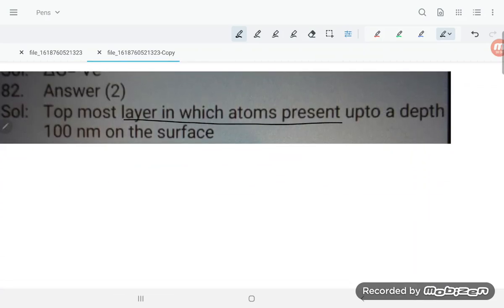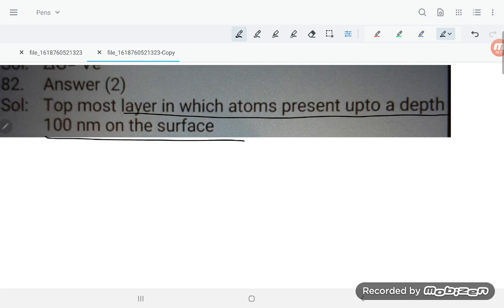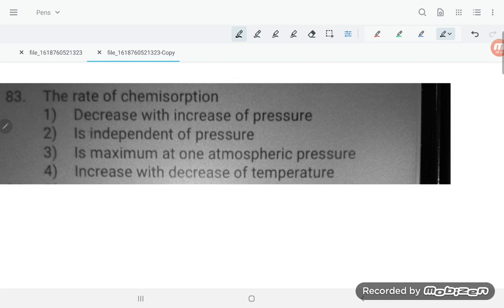Topmost layer in which atoms are present up to the depth of 100 nanometer on the surface. 83. The rate of chemisorption decreases with increase in pressure, is independent of the pressure, is maximum at 1 atmospheric pressure, increases with decrease in temperature. No. So firstly, x by m is equal to kp to the power 1 by n, means directly proportional it is.